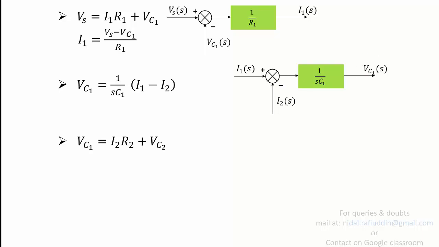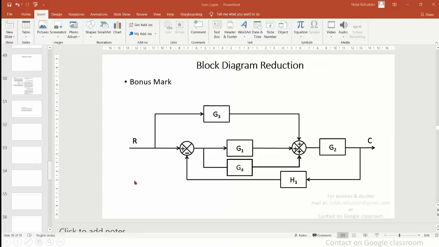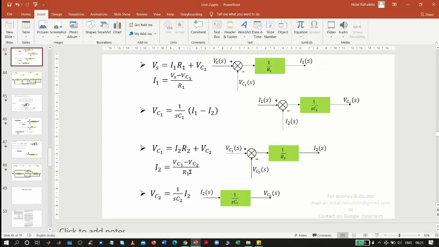So Vc2 in the final block diagram representation must be on the far right side, and thus we will have additional blocks at the right side of Vc1. For that, we take these two voltage values on one side. So Vc1 minus Vc2 upon R1, sorry, it should be R2. Slight correction here.